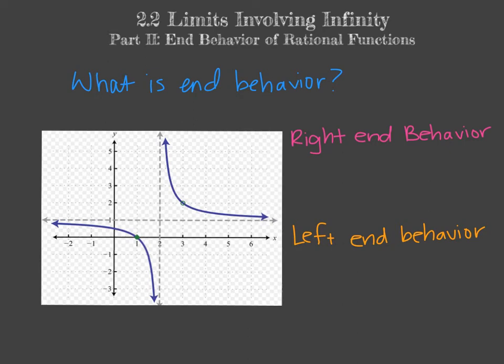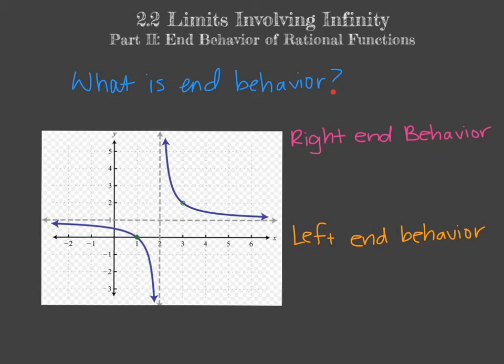Welcome to Limits Involving Infinity Part 2, where we will discuss the end behavior of rational functions. First off, I didn't even write this, but there's a lot of prereq info. The first prereq info I want us to understand is that a rational function is one that has x, or whatever the input variable is, in the denominator. Therefore, there is some sort of value that makes our denominator 0 most of the time, and therefore we will have a vertical asymptote.